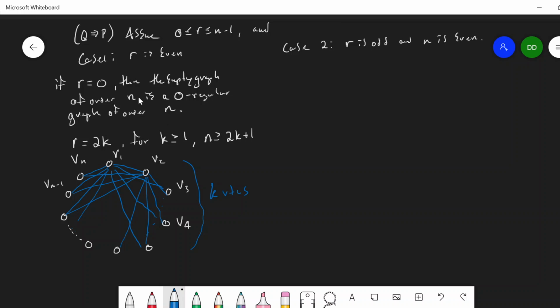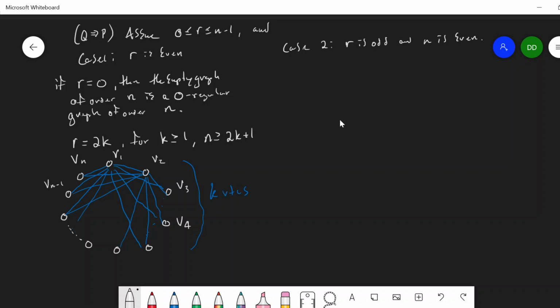We've now produced a 2k regular graph, or an r regular graph, of order n. So that case is taken care of. The next case is when r is odd, but in this case we get to assume n is even. And we'll do a very similar thing. I'm not going to write this all out. You can follow along in the book.